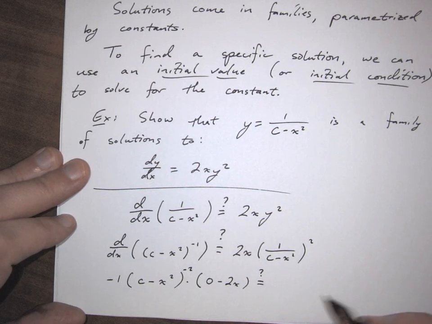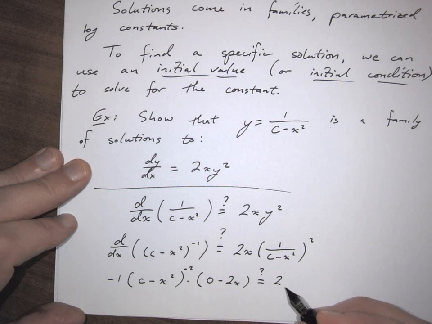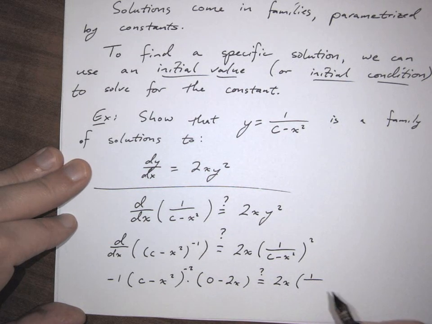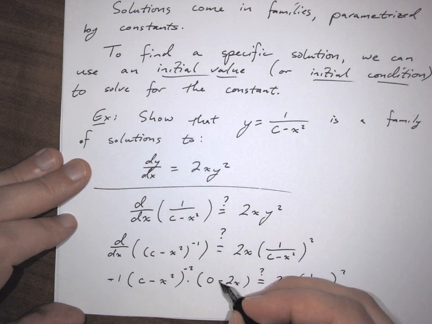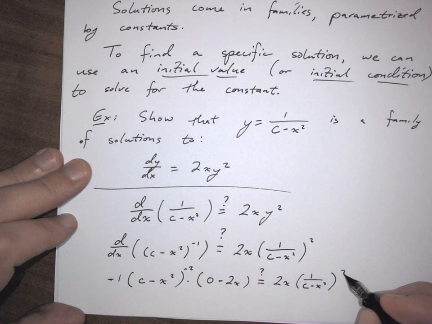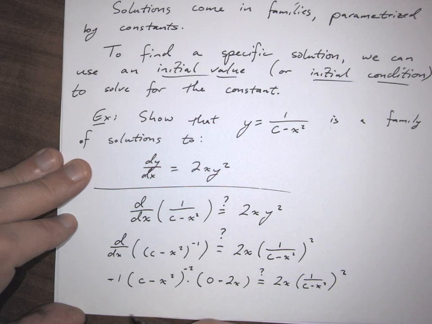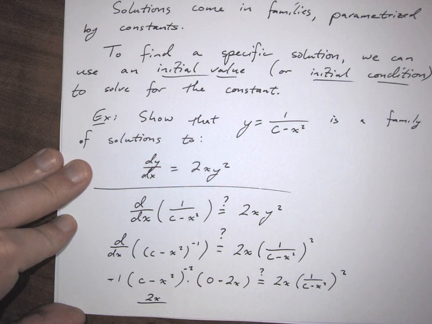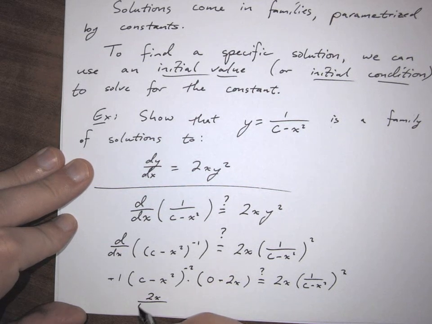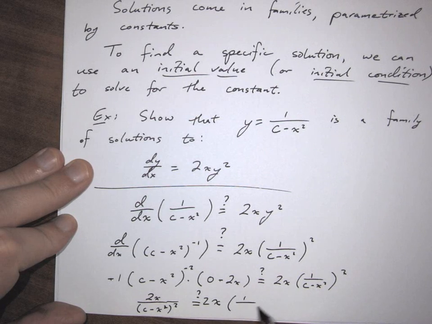So now this is supposed to come out equaling 2x times 1 over c minus x squared, squared. Now things are starting to look pretty good here. The negatives will cancel out. We ignore that 0, and sure enough, this questionable equals is not so questionable anymore. It's really a question of whether 2x over c minus x squared equals 2x times 1 over c minus x squared, quantity squared.